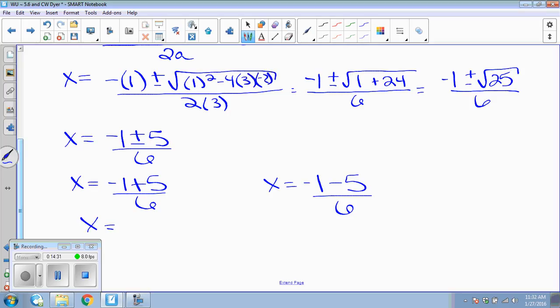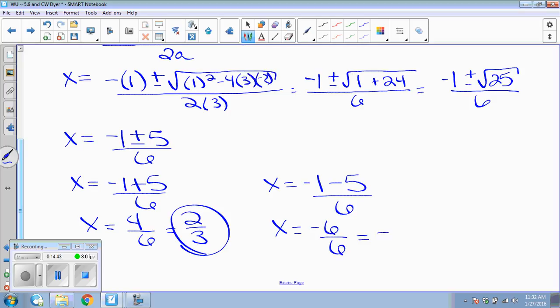So x equals 4/6, which reduces to what? 2/3. So it crosses the x-axis at 2/3, and x equals negative 6 over 6, which is negative 1.